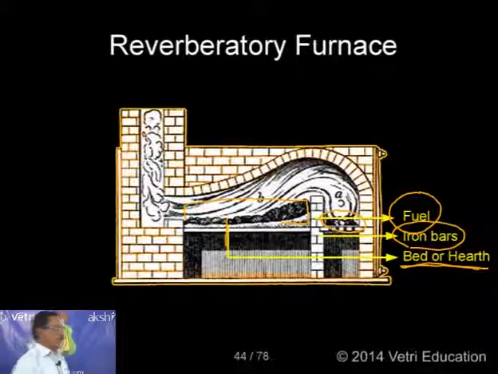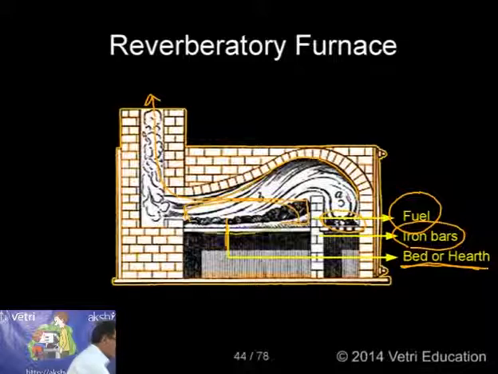Now what will happen? The furnace is in the form of a concave surface. Kindly follow, this surface is concave and it is connected to a chimney. So when the fuel is allowed to burn, the heated gases or flame, because of the concave nature, will come and contact the material to be heated. Automatically the material or ore placed in the bed or hearth will be heated at a higher temperature.